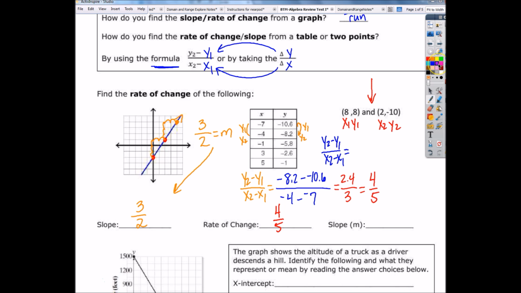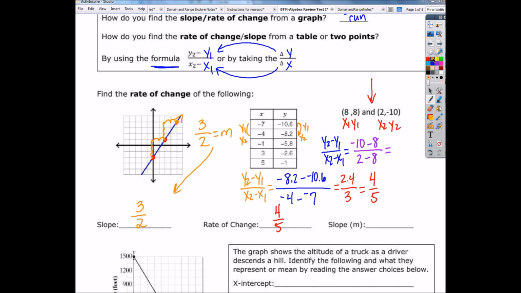And then just plug it in. Guys, this is so easy. Just negative 10 minus 8 over 2 minus 8. Just plug it in, man. It's not that hard. And then when you've got negative 10 minus 8, you can use the calculator.